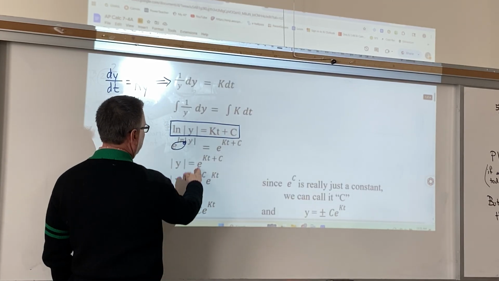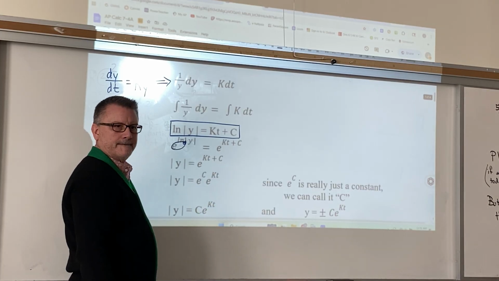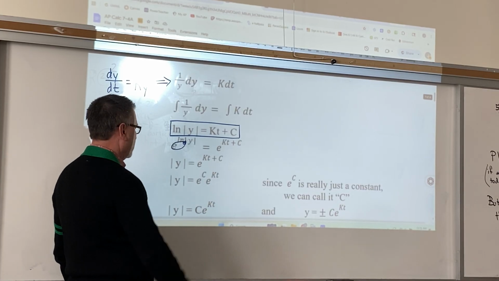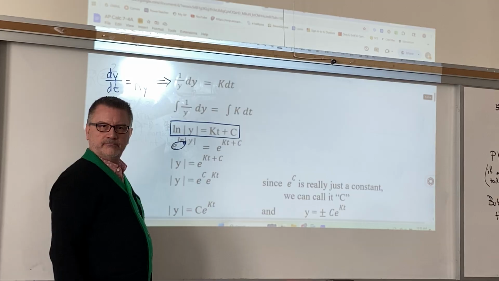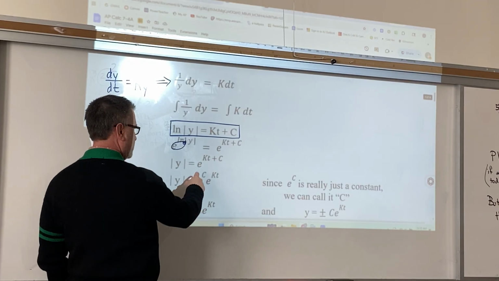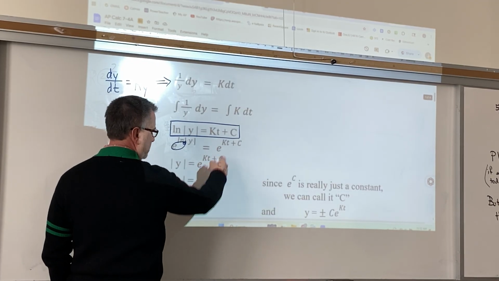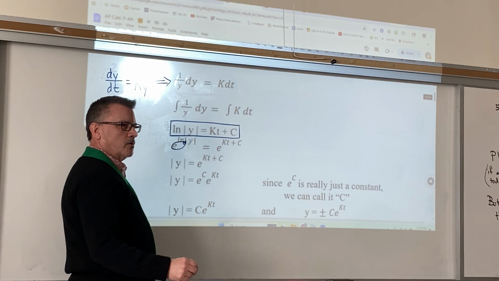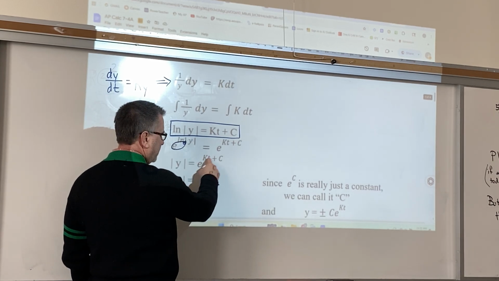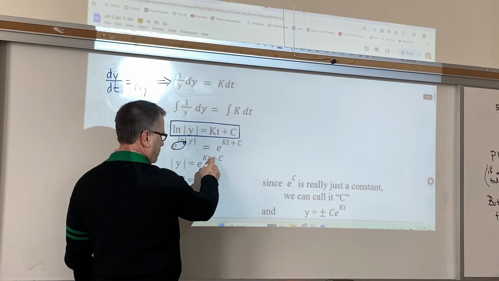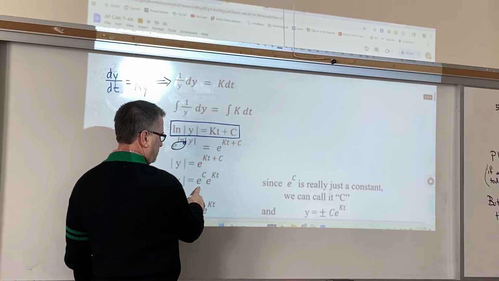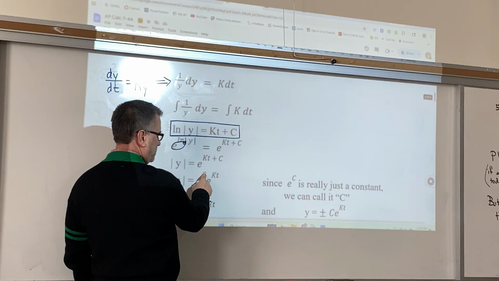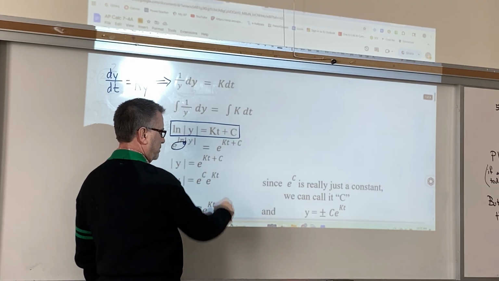Well, then over here I got this. But at least I isolated the y. Y equals e to the kt plus c. And I know that if I'm adding exponents here, I probably started out with the same base being multiplied. E to the c times e to the kt equals e to the kt plus c.